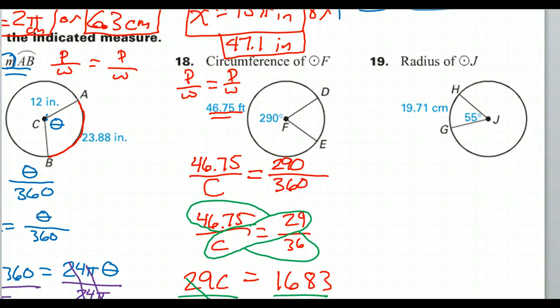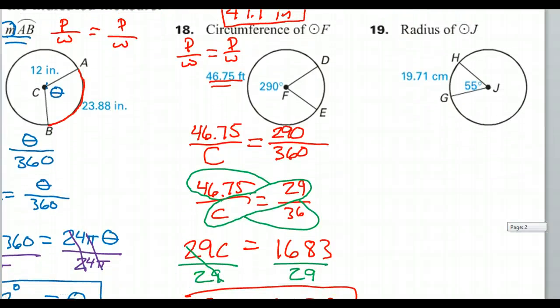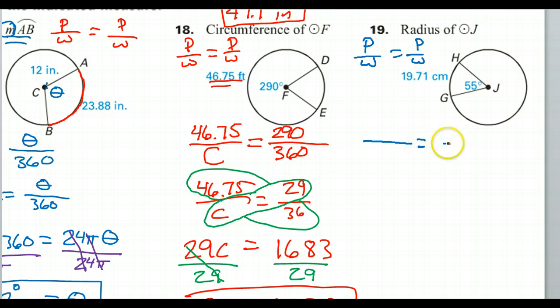Now, number 19 is sort of the trickiest one on the paper because it's going to take more than one step to do it. As soon as you see this arc length happening, your instinct should be telling you we're probably going to use part over whole equals part over whole, like we have done on all of these problems. So let's just start setting it up and see what we have and what we don't have. So part over whole.